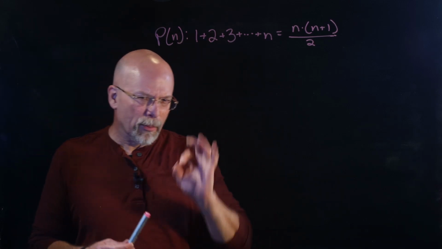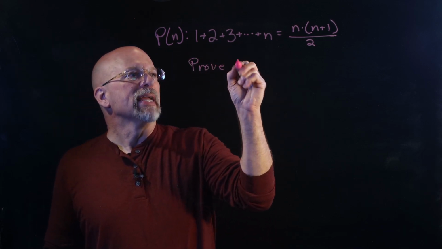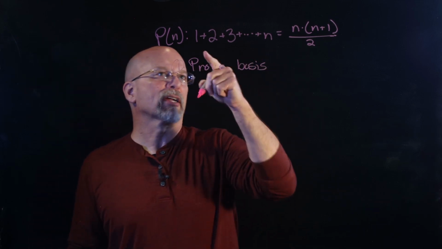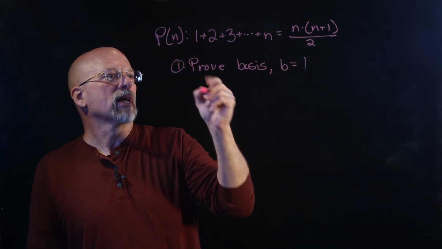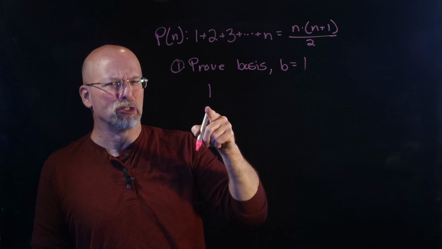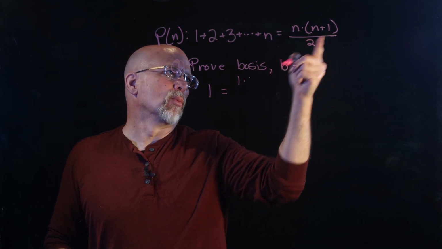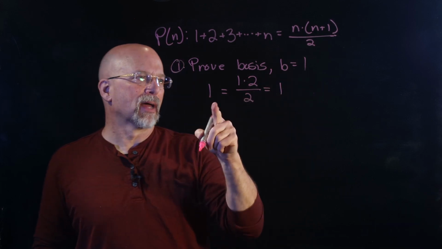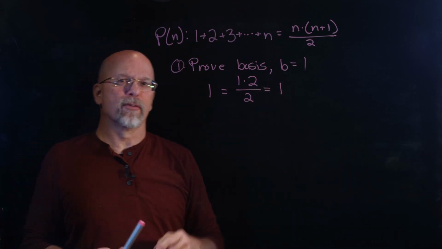Well, the very first thing, remember, the first step was to prove the basis, to prove that this is true for the basis. And in our case, our basis, b, is equal to 1. So this becomes 1, and 1 added all the way up to n is just 1, is equal to 1 times, and 1 plus 1 is 2, divided by 2. Well, that's equal to 1. I'll be darned. It works. Now, that's all you need to do. You just need to prove it for the basis.